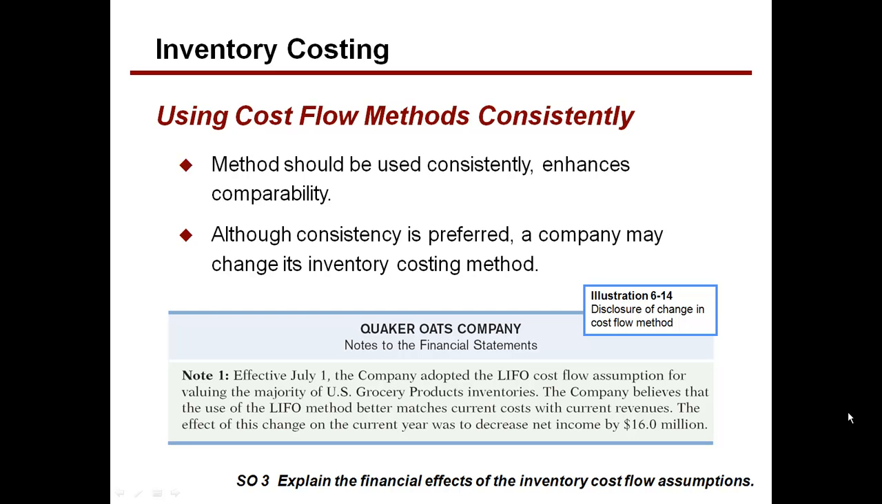As indicated, once a cost flow method for inventory costing is adopted, consistency should be maintained. And furthermore, a company needs to footnote this as to what method they're using. Because companies with the same results of operations in terms of sales and cost of goods purchased can have different net income numbers, different ending inventory numbers based on the selected cost flow assumption they choose, LIFO, FIFO, or weighted average.